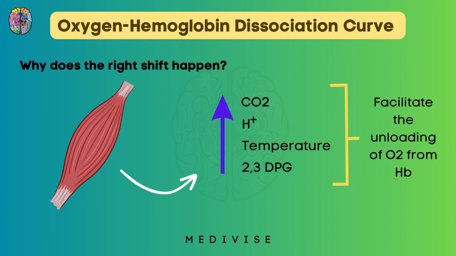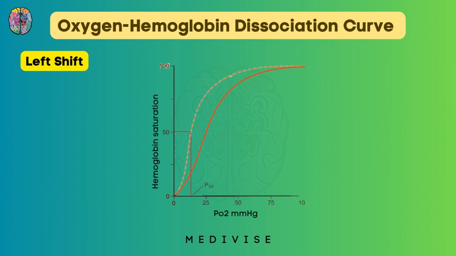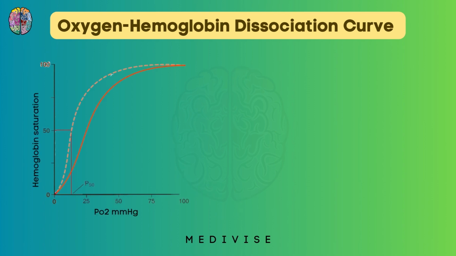So don't get confused in that point. Now let's see the opposite, or left shift. Here you can see that the dotted line has shifted to the left. Now again, let's go step by step and see what exactly is happening here.